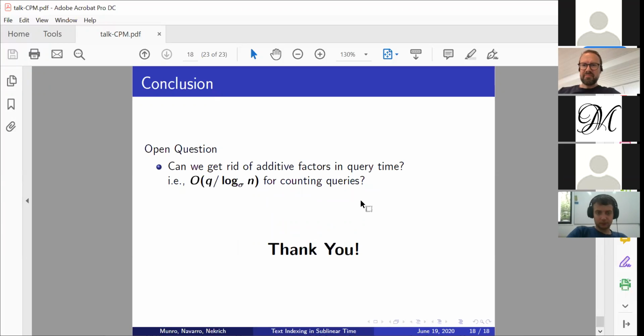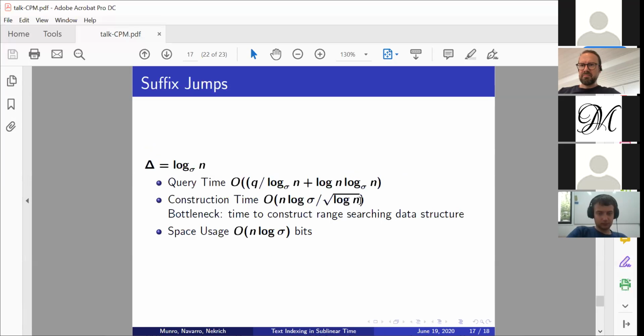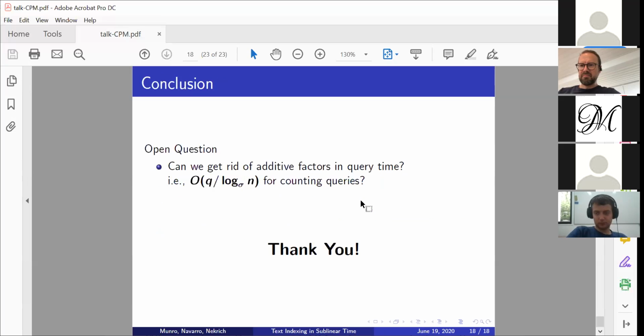We achieved a data structure with query time which is probably optimal, or optimal unless we achieve some major breakthrough in counting inversions and similar problems. And the question: can we get rid of these additive factors in query time? Right now the query time is like this. There is this log n log base sigma n additive factor. It can probably be reduced, but can the optimal query time be achieved, which is just proportional to the length of the pattern in words? That basically finishes my talk, so thanks for your attention.